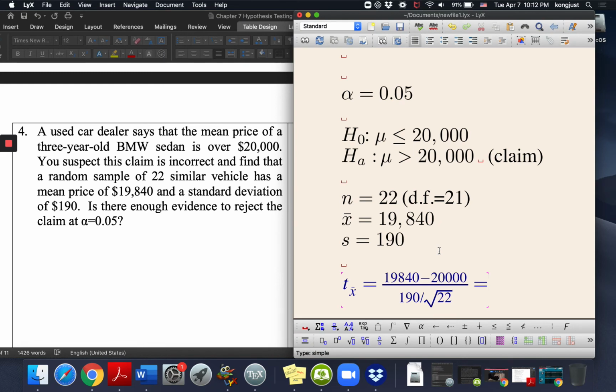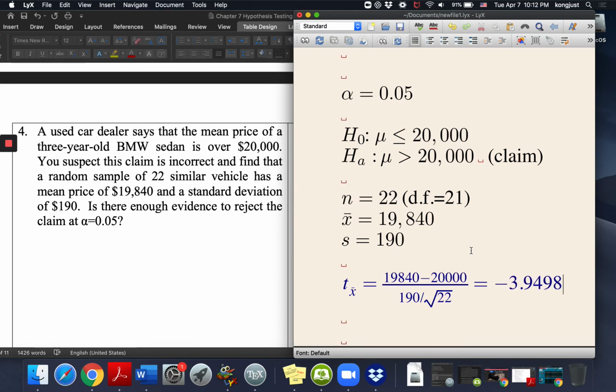Oh, interesting. That gives me negative 3.9498. So already, just looking at this value, I pretty much know what's going to happen. This is a really large left number, right? Large meaning like 3. Oh, it's almost 4. It's almost 4 standard deviations from the mean to the left. So that means it's pretty likely that this null hypothesis is going to be true. We're going to accept it probably, or at least fail to reject.